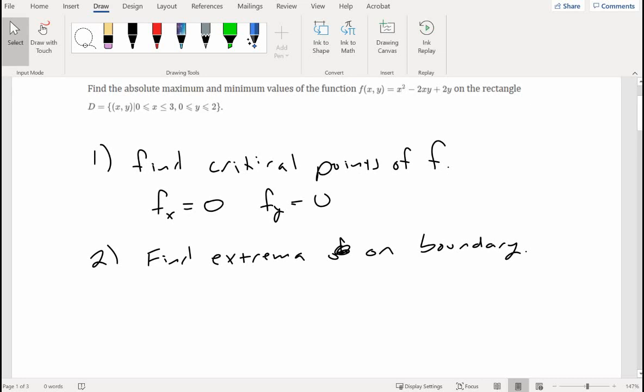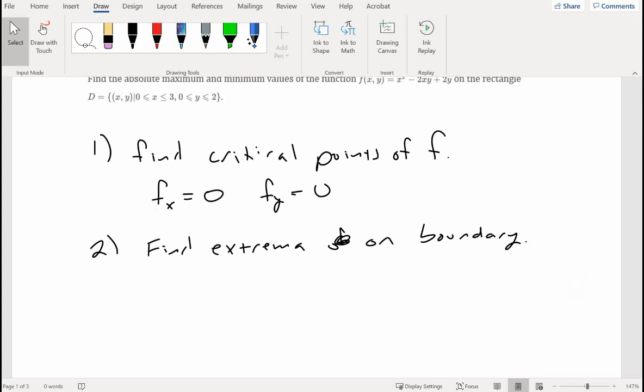So let's say we have this function f(x,y) equals x squared minus 2xy plus 2y, and the region that we're looking for the max and mins on is this rectangle where x is between 0 and 3 and y is between 0 and 2. Okay, so the first thing I want to do is go ahead and find the critical points.